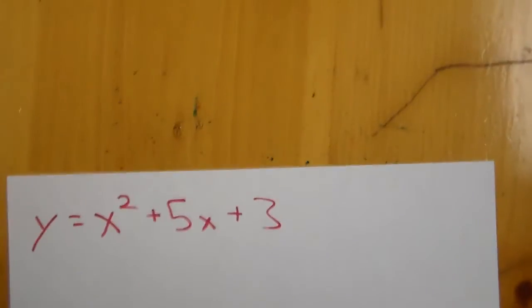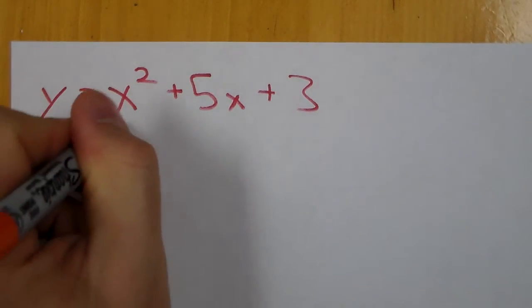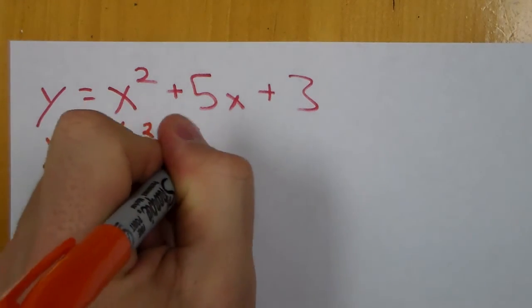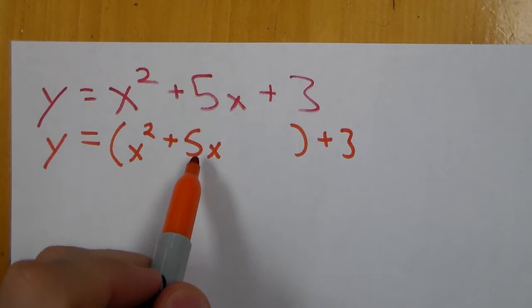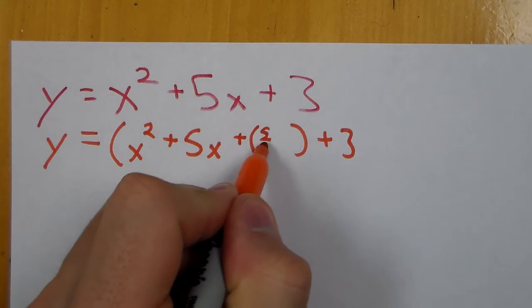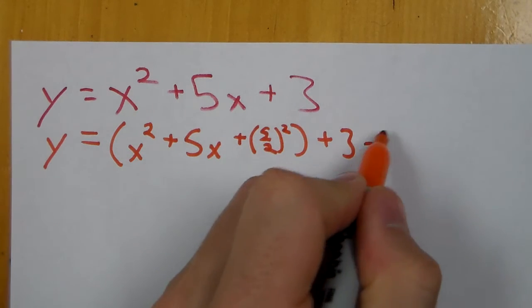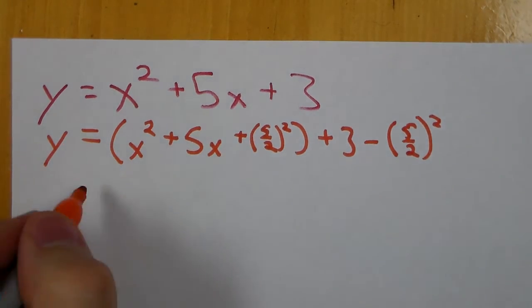Let's look at this one. We took x squared plus 5x plus 3. We're going to have x squared plus 5x, and put the 3 on the outside. I'm going to take half of 5 squared, so this is going to be 5 over 2 squared, and I'm going to subtract it on the other side as well.